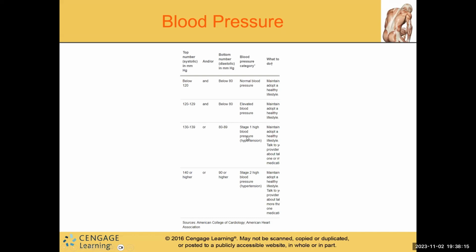And then stage 1 high blood pressure. Here we have the systolic is high at 130 to 139, but also the diastolic is high at 80 to 89. And then stage 2 high blood pressure is 140 or higher for systolic, and then 90 or higher for diastolic. And this is one of these areas where the doctor would start blood pressure medicine.